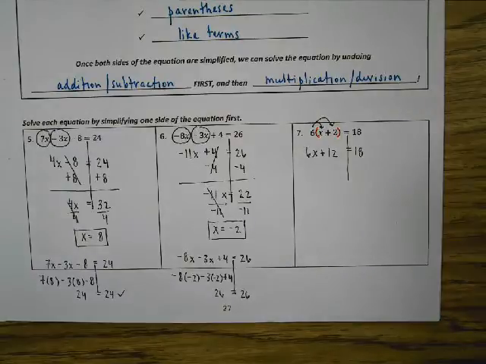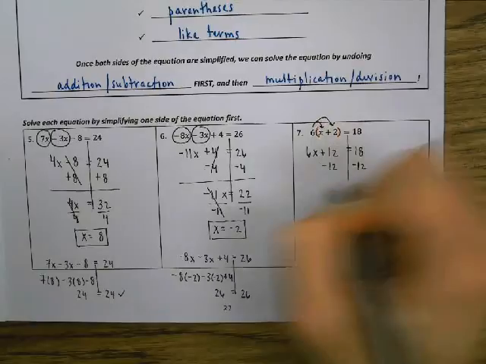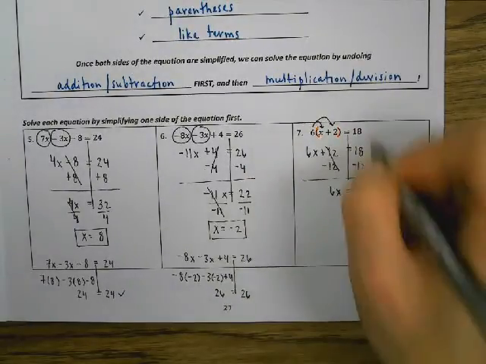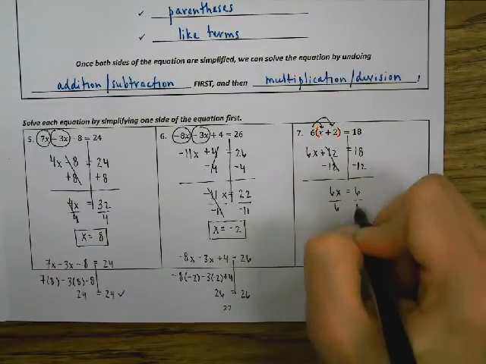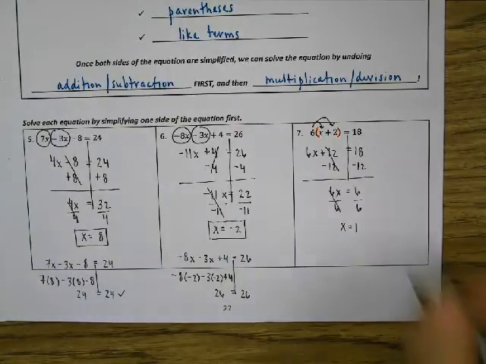And so now, again, a basic two-step equation. I'm going to subtract 12 from both sides. I get 6x is equal to 18 minus 12 is 6. I can divide both sides by 6, and I get x equals 1.